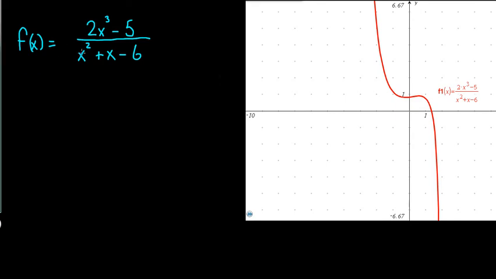So as you know, for the domain, we can always take this bottom part and set it to 0. If we were to take the top part and set it to 0, you would find where the function crosses the x-axis, which would be right here. That's kind of neat. But anyways, so you've got x squared plus x minus 6 equals 0.